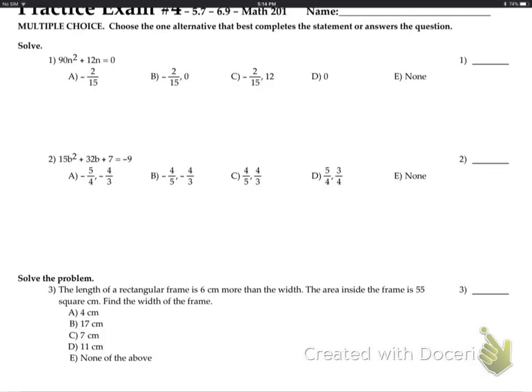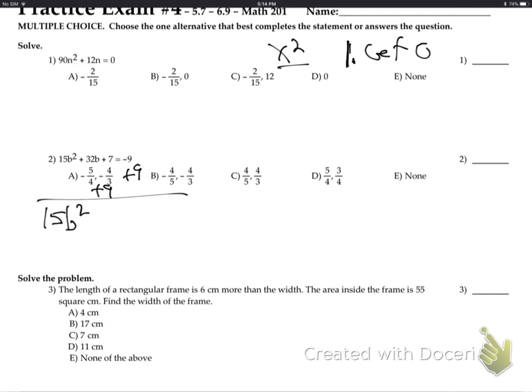Going to need a fresh screen here. Question number 2. Same thing. We got b squared. Same game plan. What's step number 1? Get a 0. When you have x squared, step 1 is get a 0. So that means I need to add 9 to both sides. So I get 15b squared plus 32b plus 16, right? 9 and 7 is 16, equals 0. So that makes 0 on the right side. So that gives me my 0.